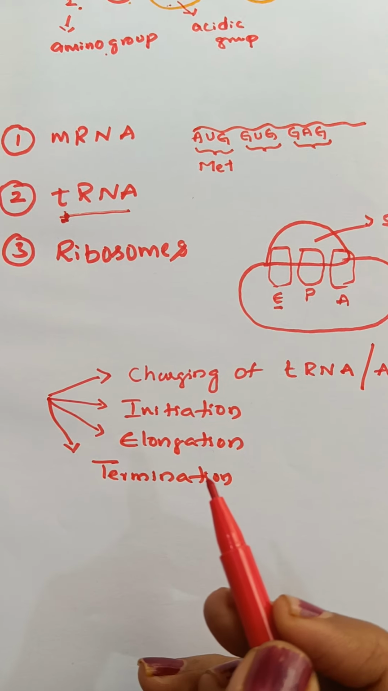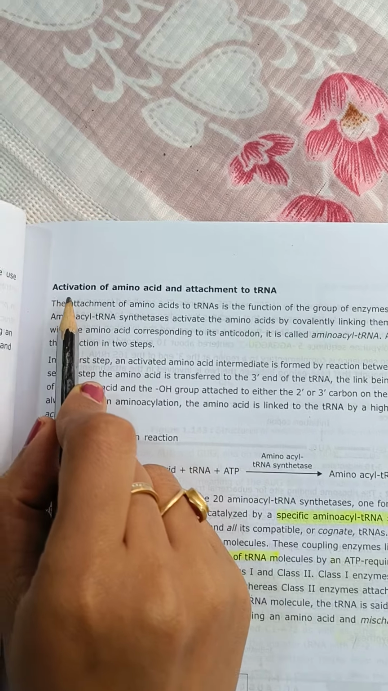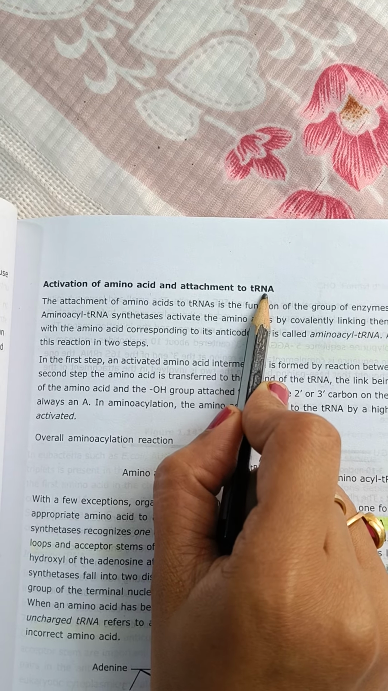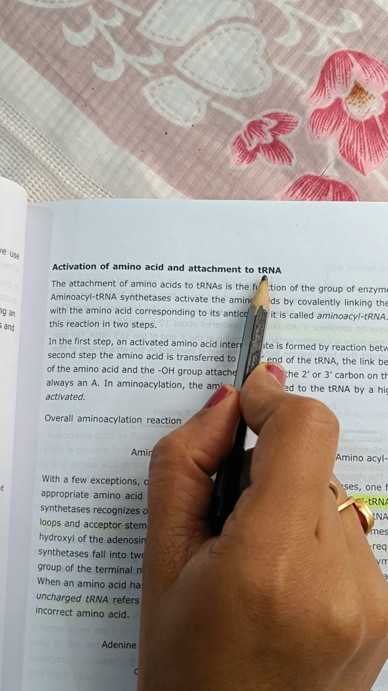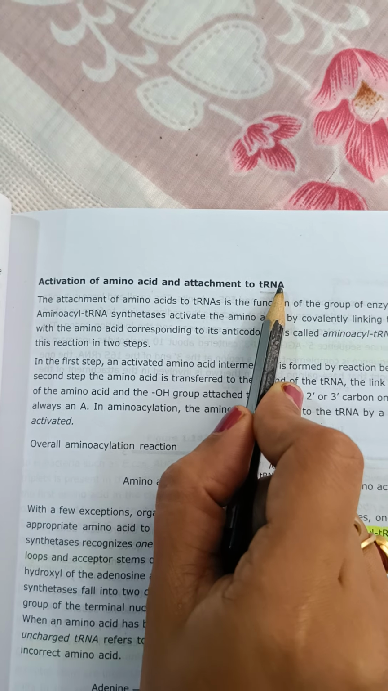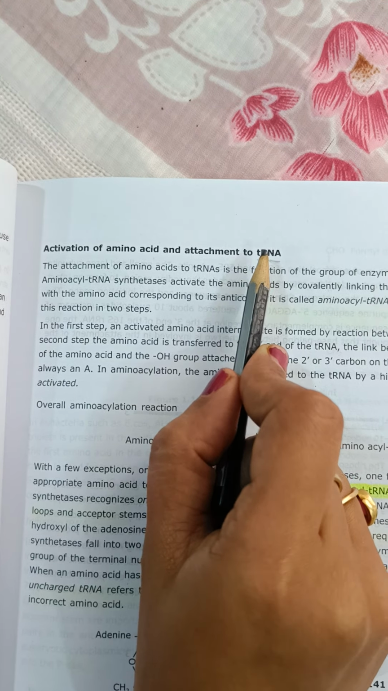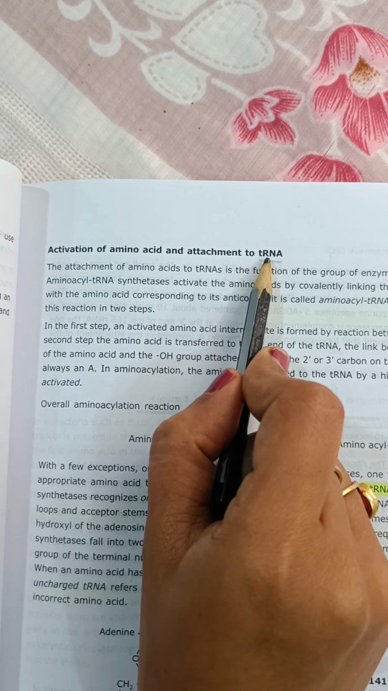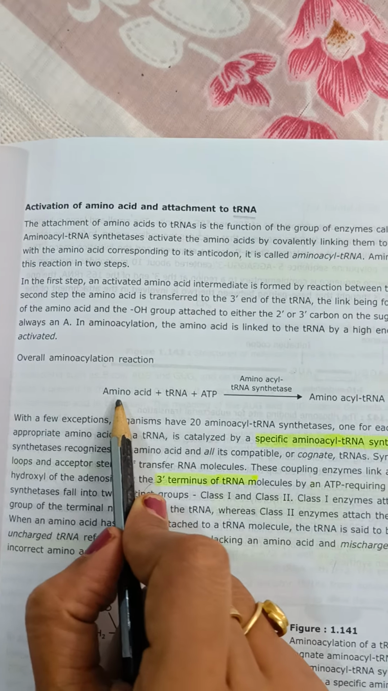As we were discussing, the first important step to be understood in protein synthesis is activation of amino acid and attachment of tRNA, or this is also called as charging of tRNA. So this is nothing but, as I told you, each tRNA is specific for a particular amino acid. So in this stage, what happens is a specific amino acid is attached to the specific tRNA. So this happens like this.